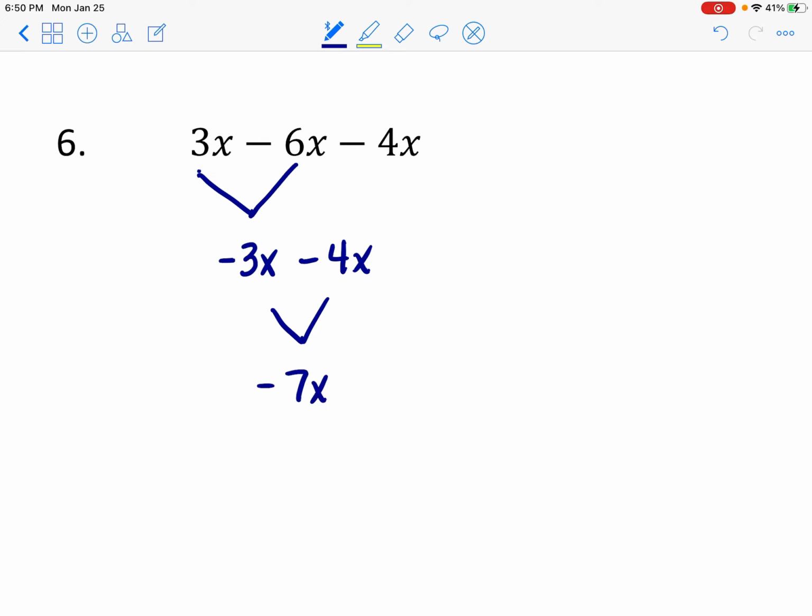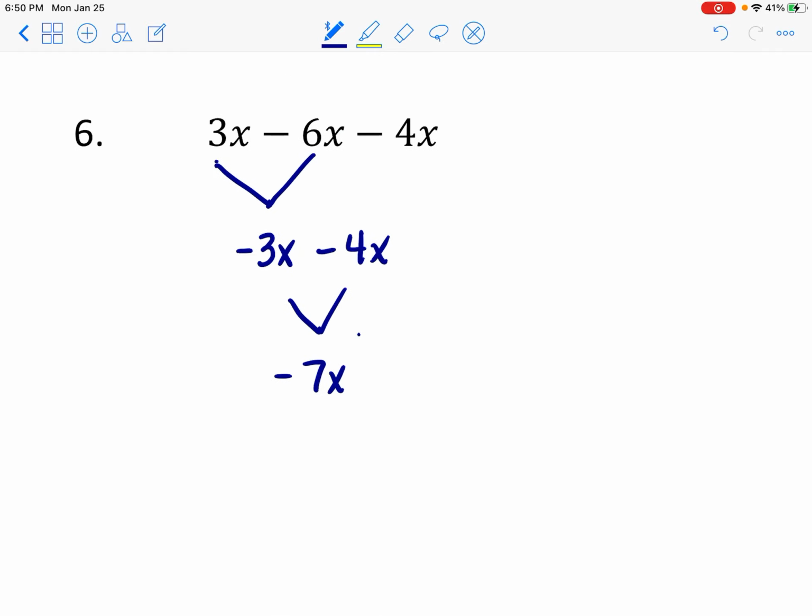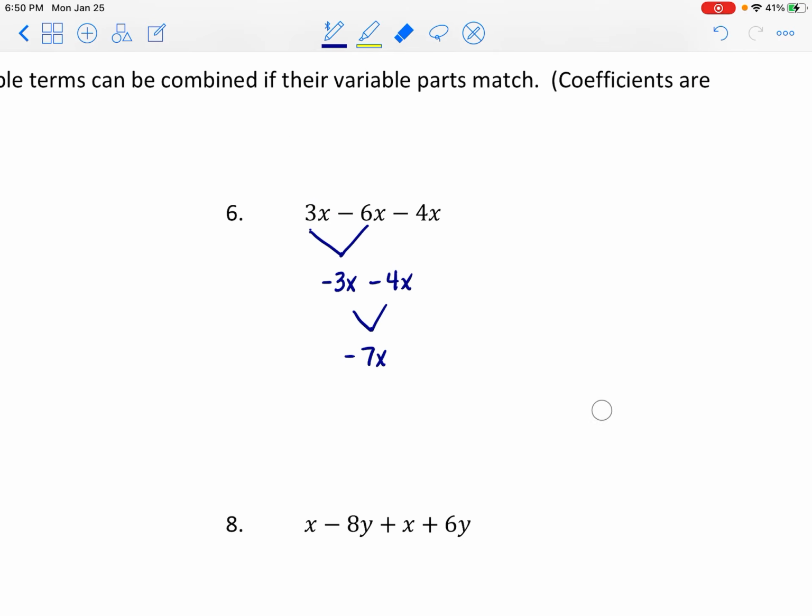So when we combine them, and I mean the like terms, we're combining those coefficients. We're not changing that variable part, okay? So think of x's like apples, right? You have 3 apples, you combine 4 apples, you end up with 7 apples. So the apple doesn't change, just like the x is not going to change.